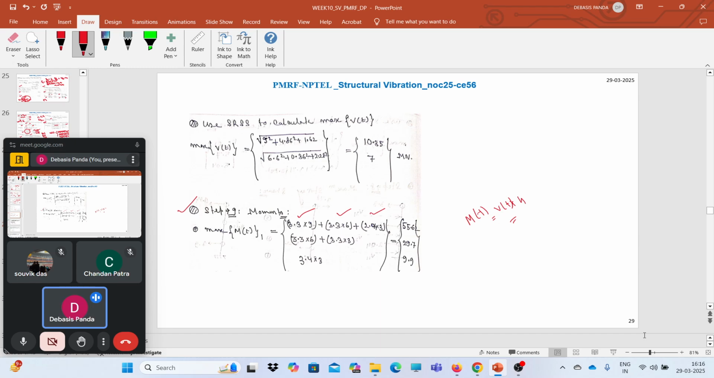Now we will solve a few more examples, and then we will move to MATLAB to solve similar kinds of problems using MATLAB or using the Duhamel integral and Wilson theta method. So first let's quickly solve a few examples, and then we will go and solve this.